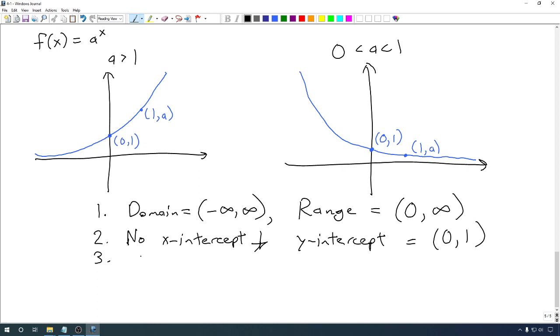Three, we can say this is continuous. It's always continuous. So that's something that we haven't proven in any way, shape, or form right now, but it is actually true. There's never any gaps, no jumps. This is just a continuous line all the way from negative infinity to infinity. These are the properties that are true for both cases.